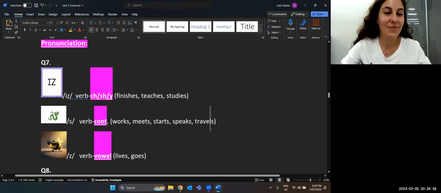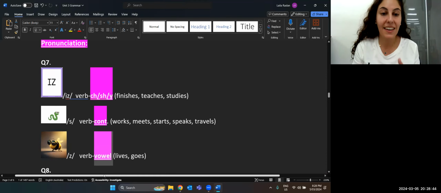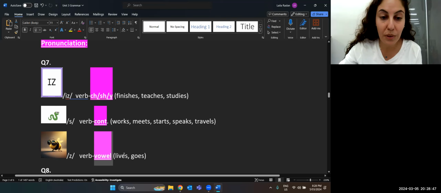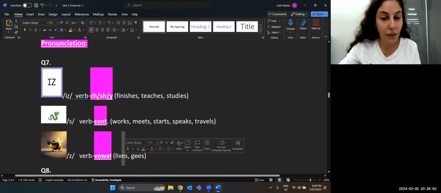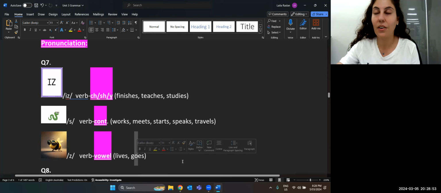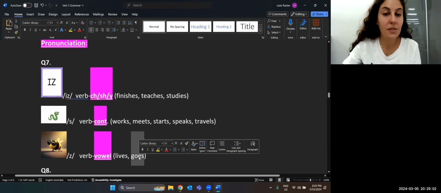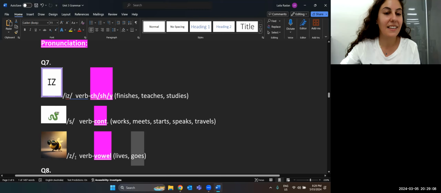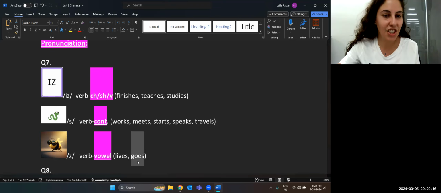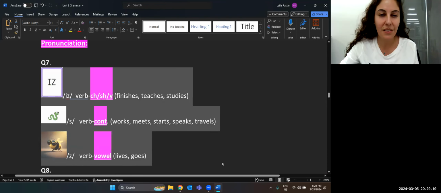Now, if the action word ends in a vowel, that means A, E, I, O, U. So, for example, live ends in an E, go ends in a G, O. The pronunciation is like a bee's. So, she lives in Colombia. He goes to work at 10 o'clock. So, it's a Z, like a bee. Lives, goes. So can you hear the ending to the he, she, it, the three different sounds?